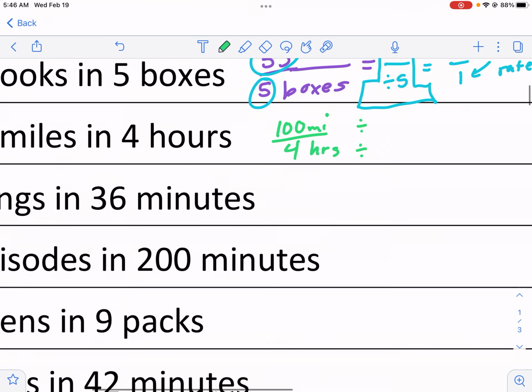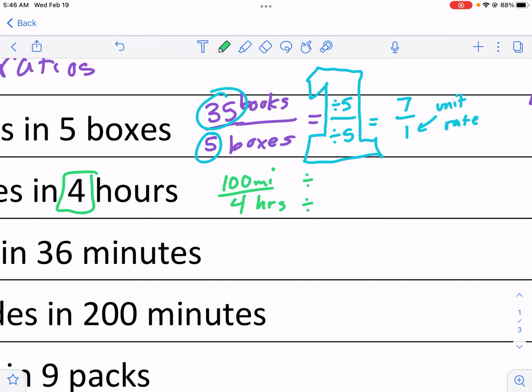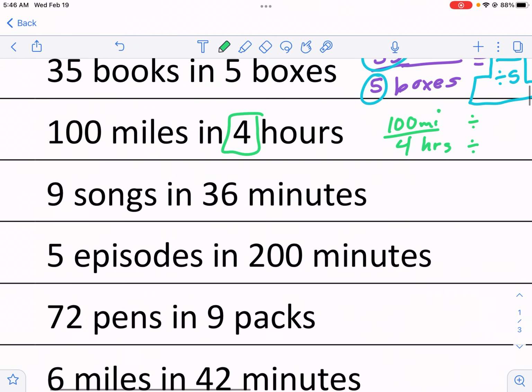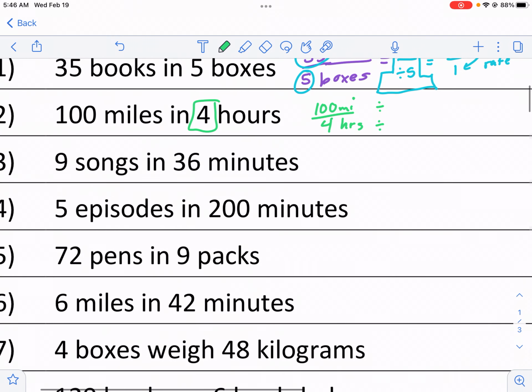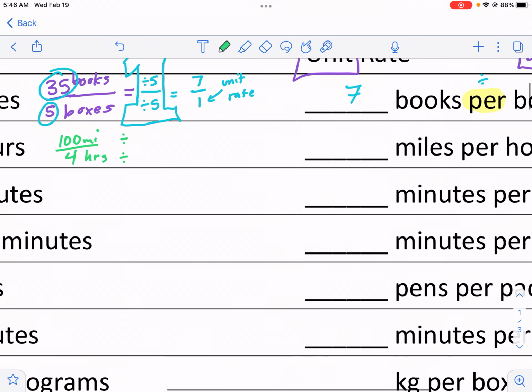Now, if we're trying to get a unit rate, we're going to start by dividing by that number, okay? So I said common factor here. That's generally how you simplify fractions. But if we want to get a unit rate, we're always going to divide by this bottom number, the denominator. So 4 hours. So divide by 4, divide by 4.